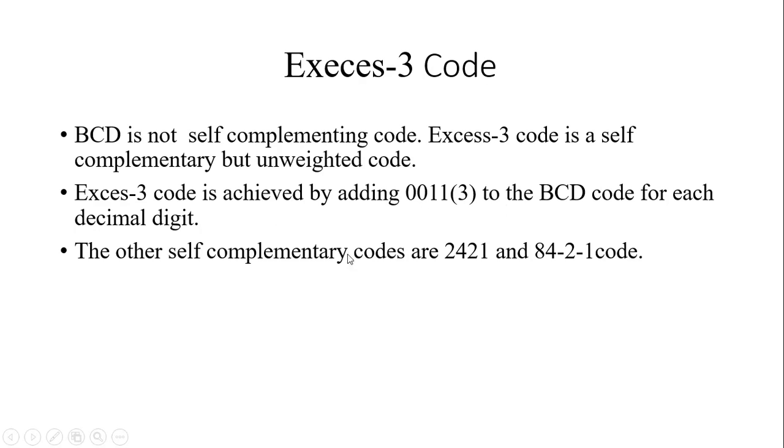The other self-complementary codes are the 2421 and the 84-2-1 code. We have discussed these codes, and these are weighted codes. However, XS3 is not a weighted code but a self-complementary code. These two codes are weighted codes and self-complementary codes.